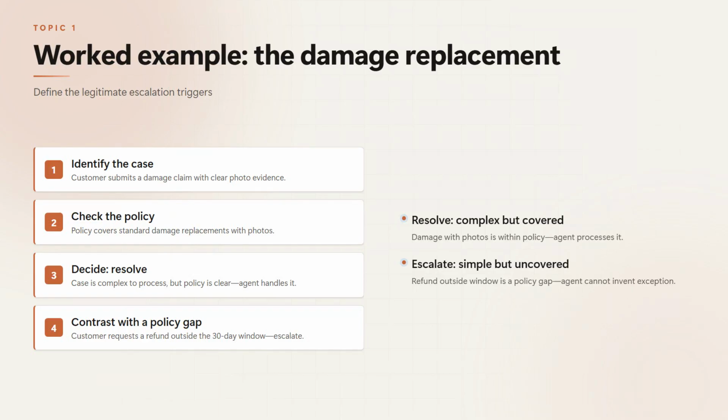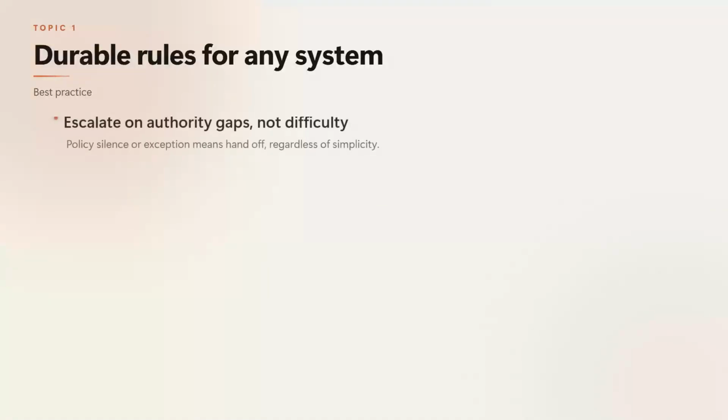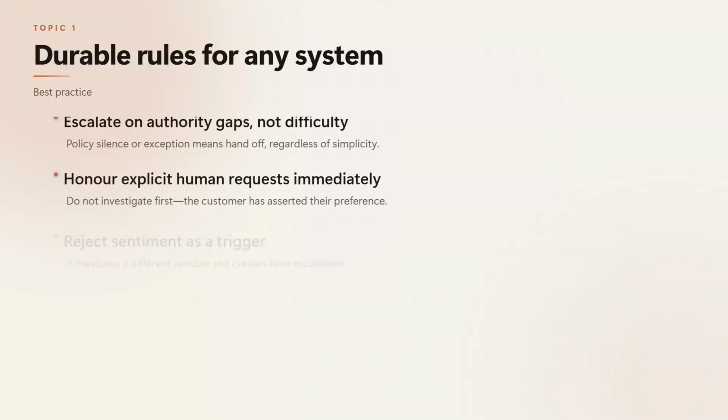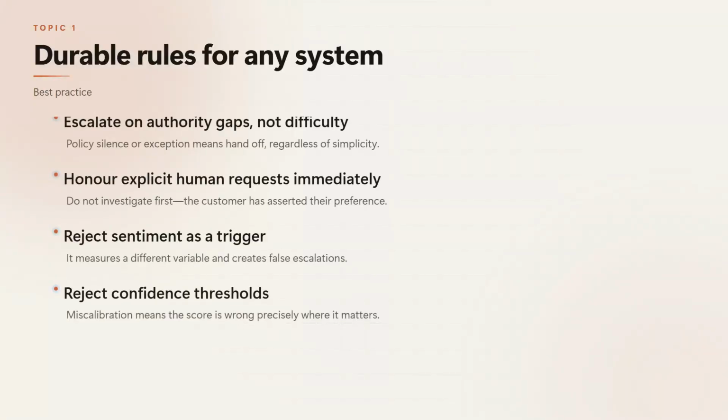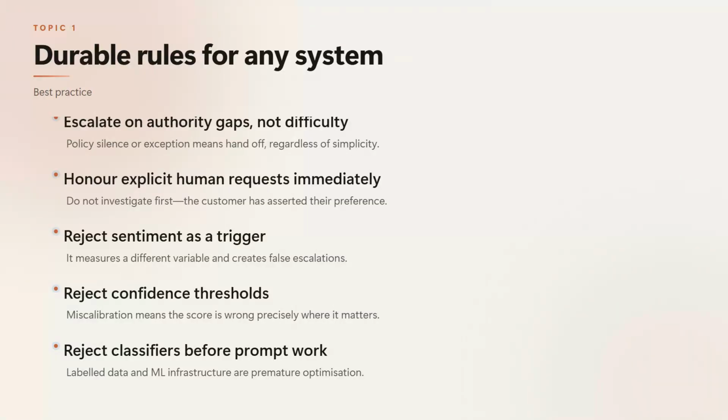The document lists other cases, but this pair shows the core reasoning. Complexity is not the trigger, policy coverage is. The durable rule is this: escalate on authority gaps, not on difficulty. If the policy is silent or the request requires an exception, hand off even if the case seems simple. If the customer explicitly asks for a human, honor that immediately without first attempting to investigate.